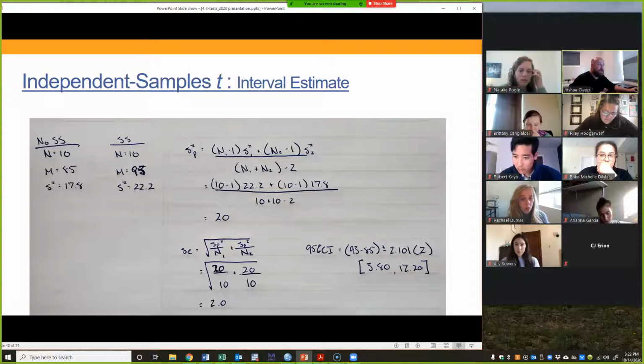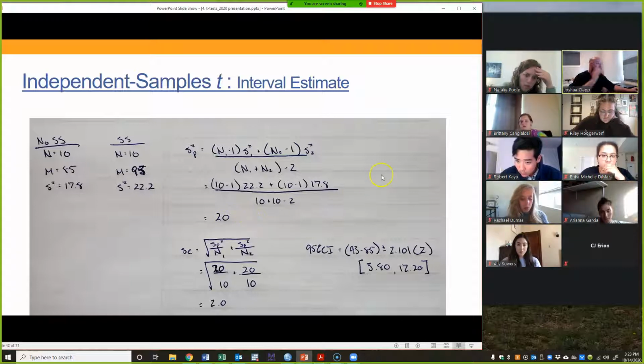Okay, so the first thing we're going to do is calculate a pooled variance estimate. So we've got our pooled variance formula. Remember, sample 1 minus 1 multiplied by the sample variance, plus sample 2 minus 1 multiplied by the sample variance, all over sample 1 plus sample 2 minus 2. So here we've got 10 minus 1 times my sample variance plus 10 minus 1 times the sample variance, over sample 1 plus sample 2 minus 2. If we run this all out, it's going to give us a value of 20.